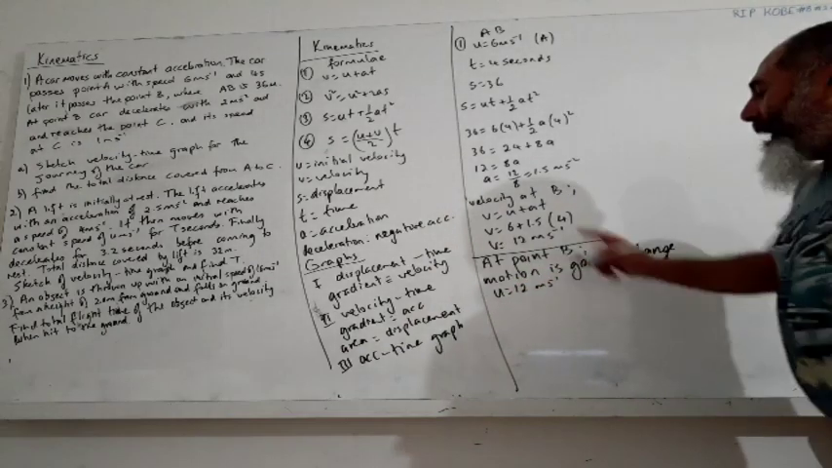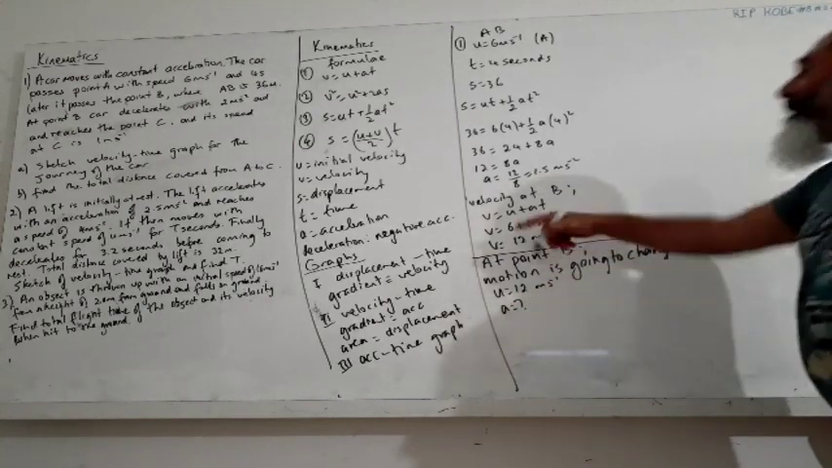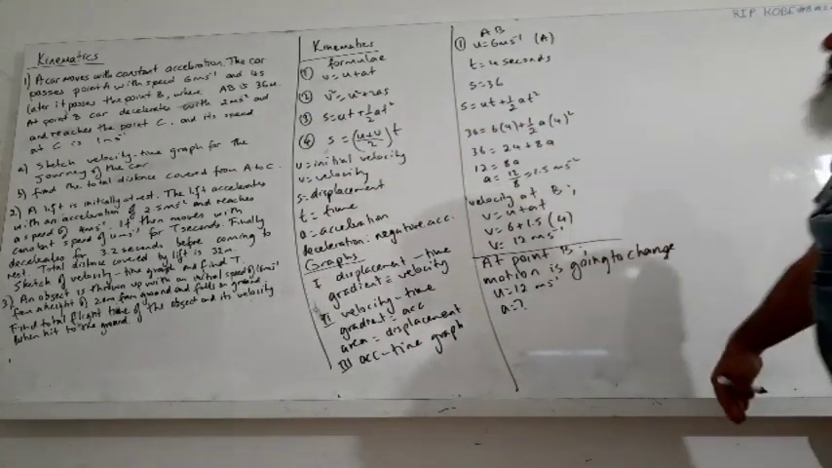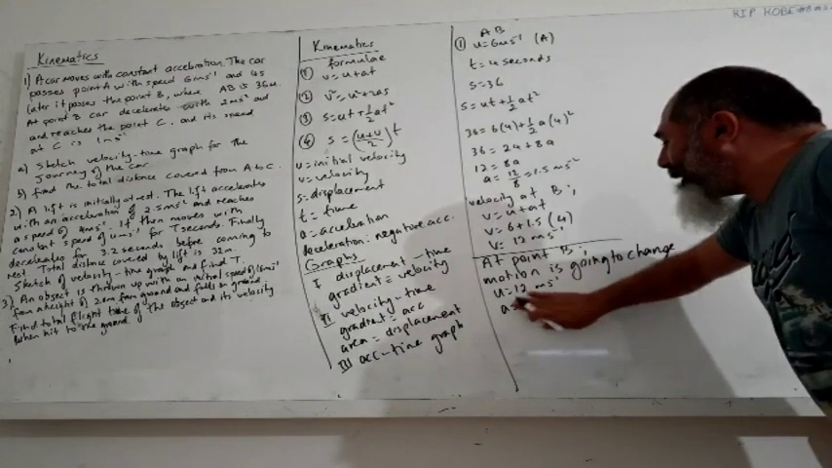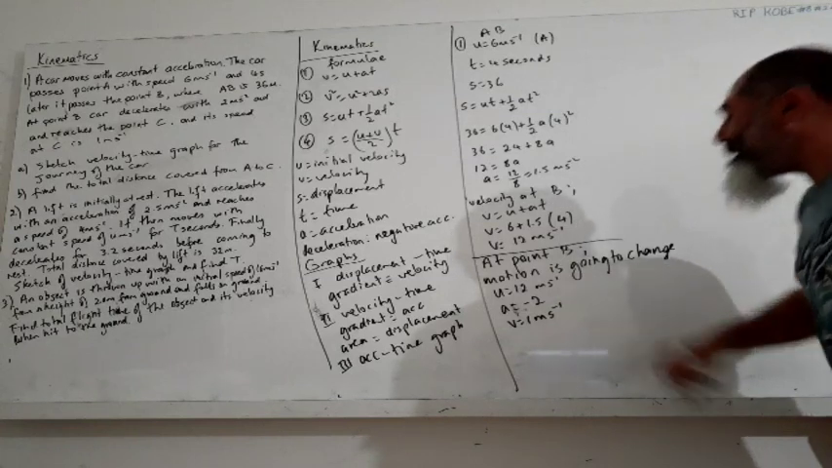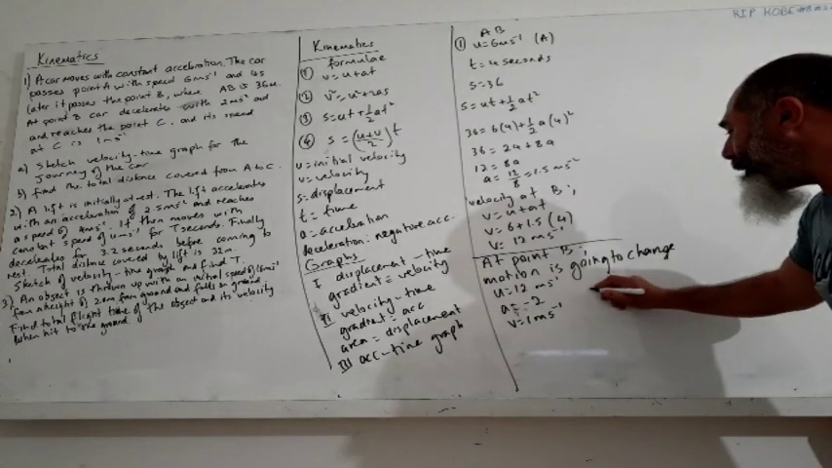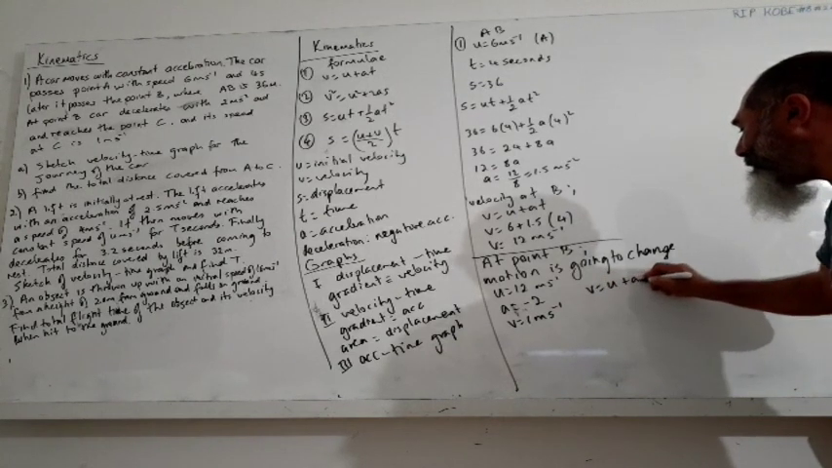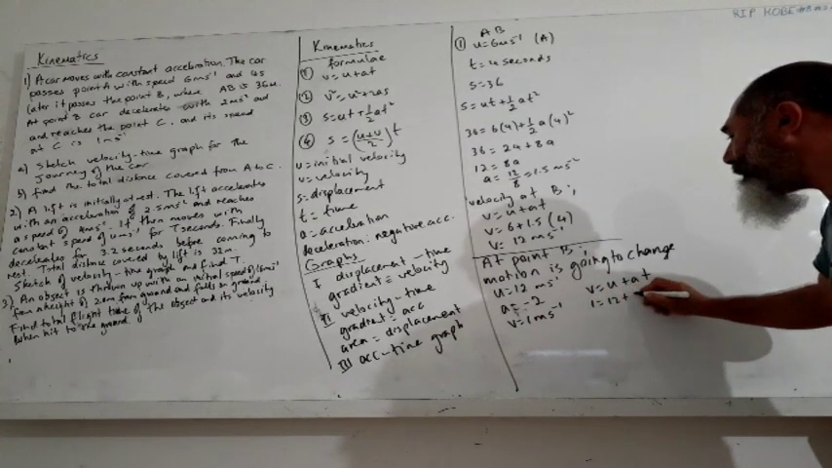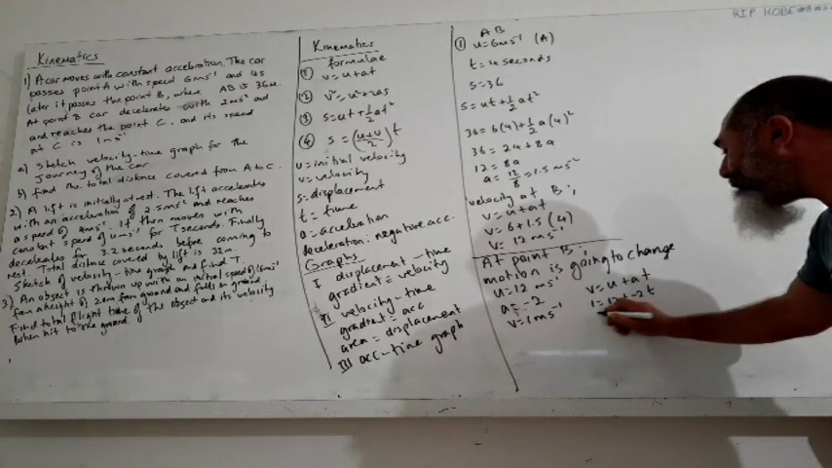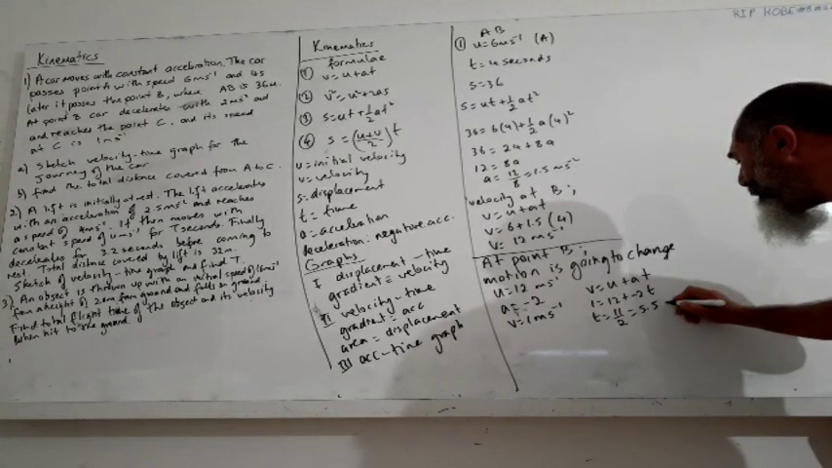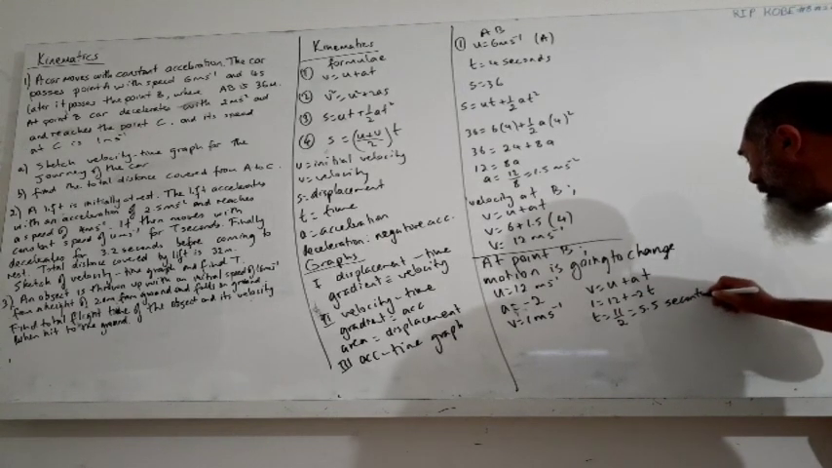And we don't know the acceleration after B. It is going to be a deceleration. That means we are going to have a negative acceleration, and that negative acceleration is -2. It is given there. And it reaches C at the end. So V is equal to U plus AT. 1 is equal to 12 plus -2 times T. T is equal to 5.5 seconds.